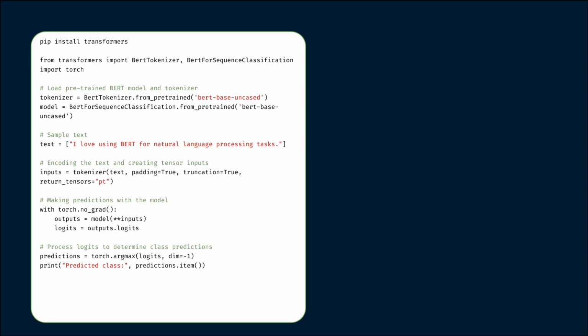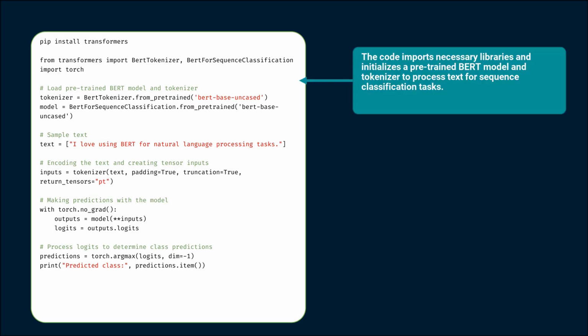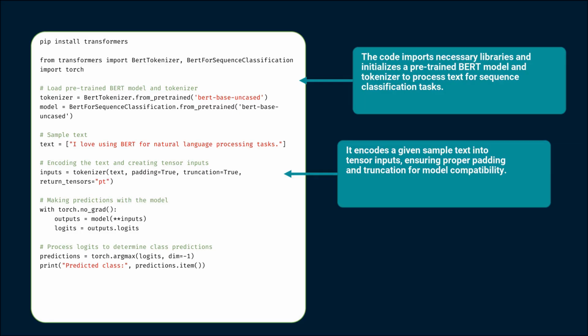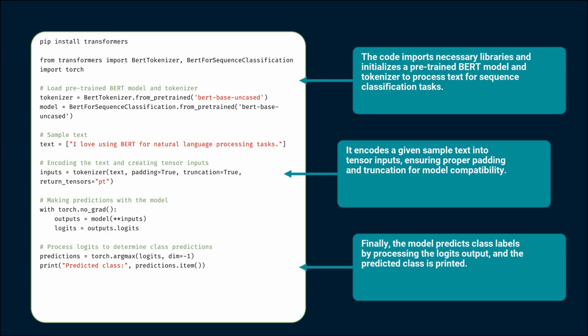Now, let's implement the following code to utilize a pre-trained BERT model for our text classification task. First, we need to import the necessary components from the Transformers library. We'll use BertTokenizer for encoding our text and BertForSequenceClassification to leverage the pre-trained BERT model optimized for classification tasks. Don't forget to also import Torch, which is essential for working with tensor data in PyTorch.